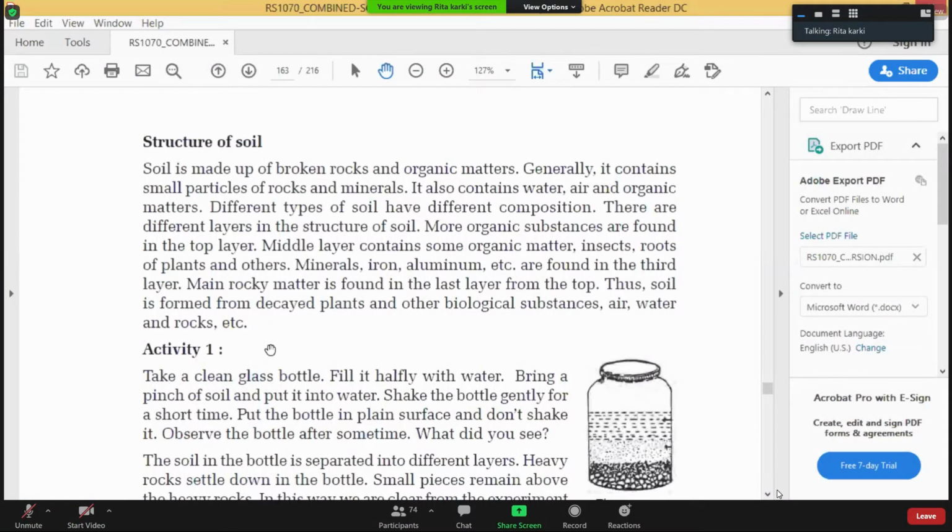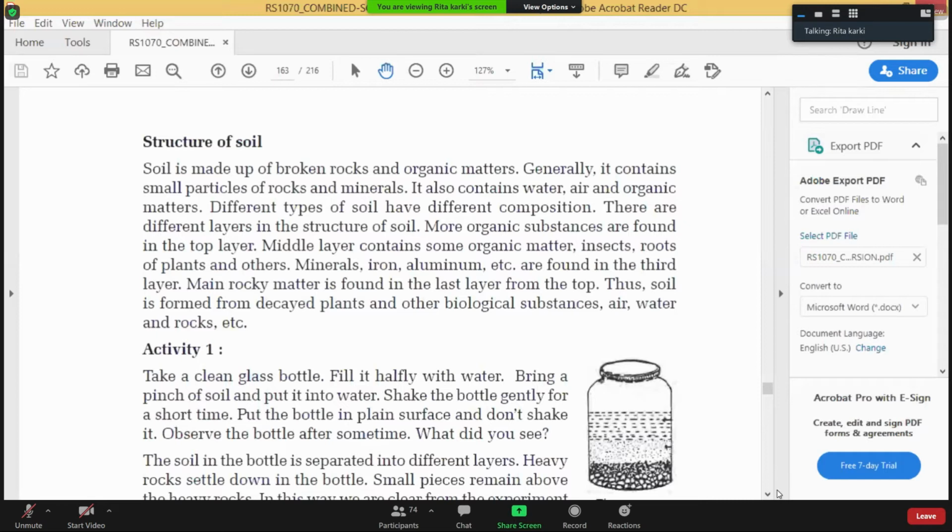So basically, the soil comprises different compositions, and different layers are present in the soil, which is regarded as the structure of the soil. Generally, there are different layers of the soil: the top layer, the middle layer, and the bottom layer. The top layer of the soil basically comprises organic matter, organic substances.